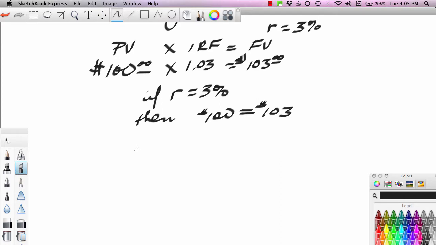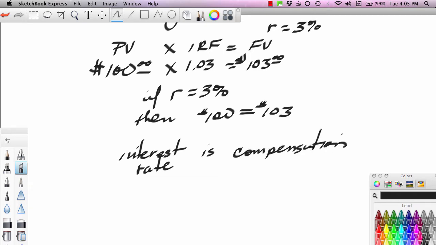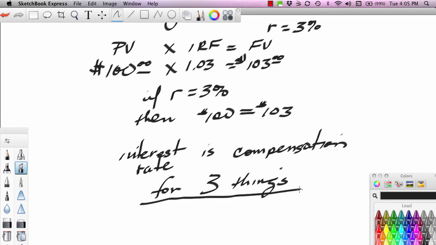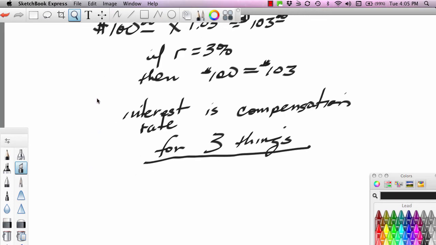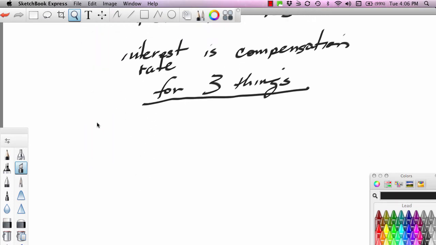Now, it's very interesting to study the whole idea of interest rates. An interest rate is really compensation. Let's just write this out. The interest rate is compensation for three things. So let's identify why people are paid interest. I apologize for my writing. It's not very good today, but bear with me. So the interest rate is compensation for three things.